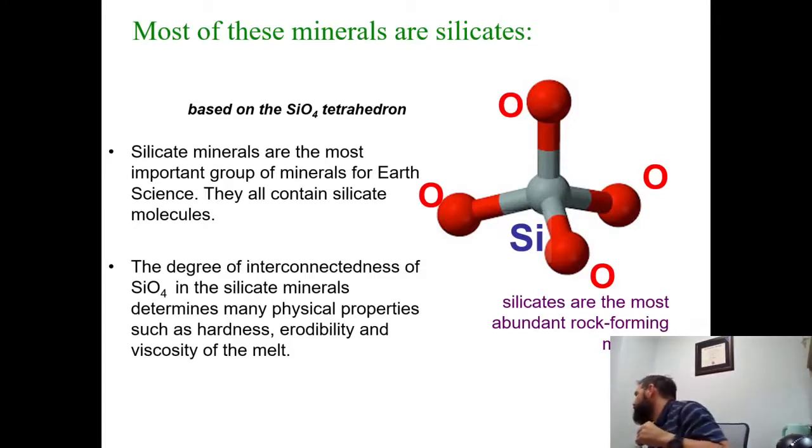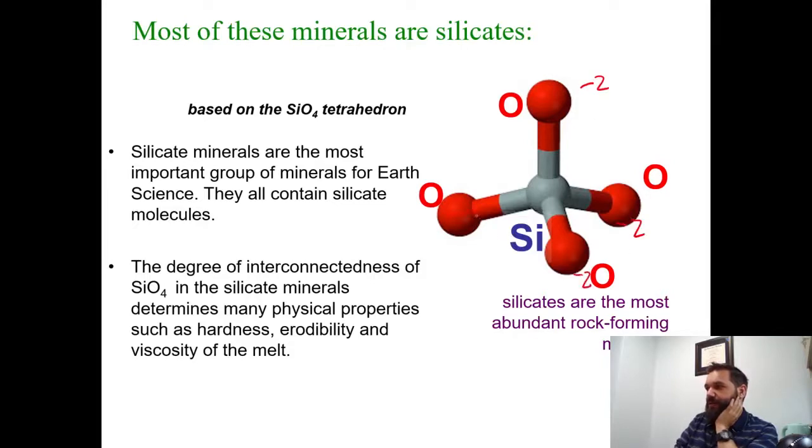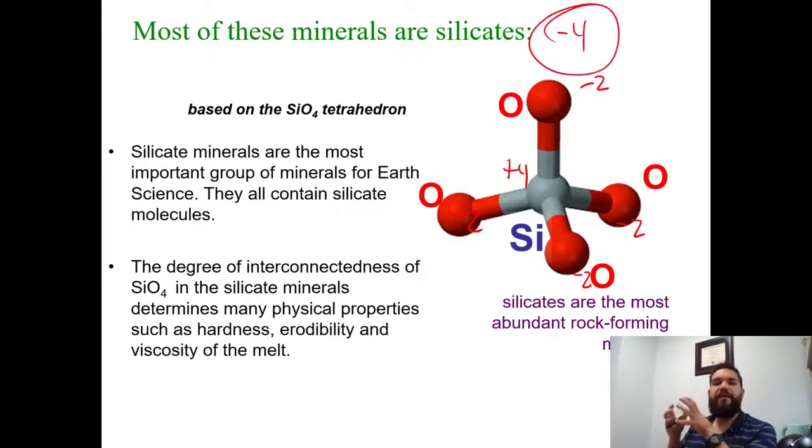Do I have you put the charges? Yes, I do. So remember, every oxygen has a charge of -2, -2, -2, -2. Every silicon, there's only one silicon, has a charge of +4. And if you add +4, -2, -2, -2, -2, you get a net charge of -4. So that silicon tetrahedron is going to bond with cations like iron, magnesium, calcium, sodium, potassium to form different minerals.